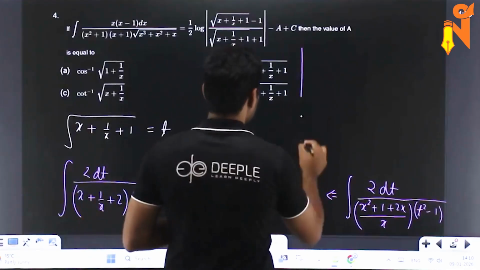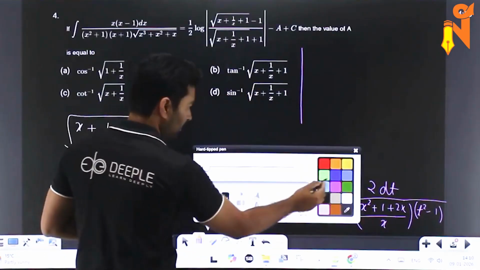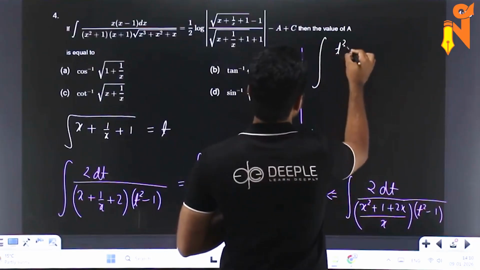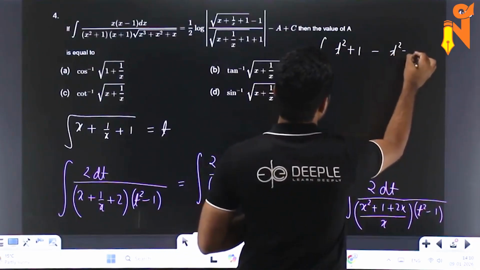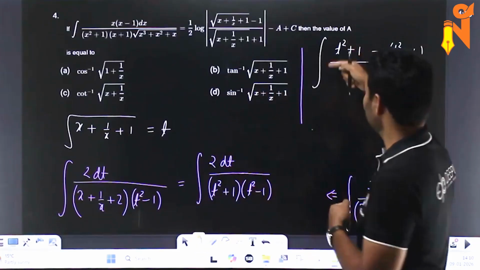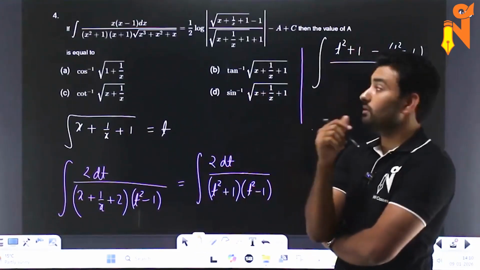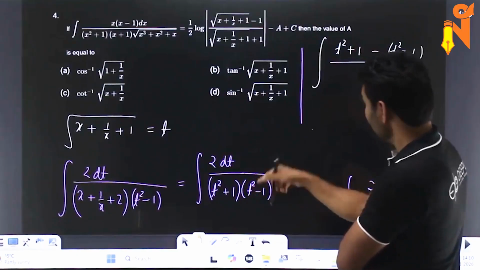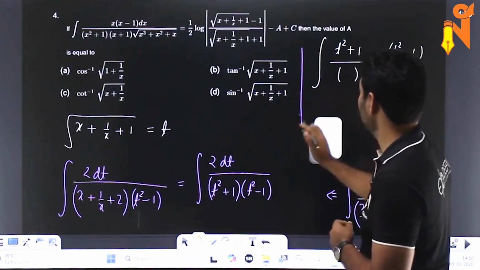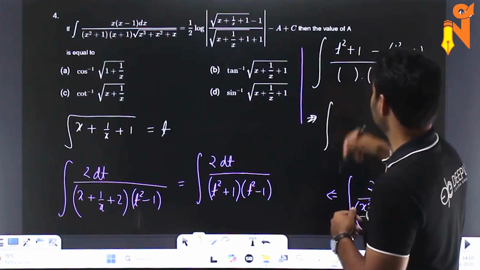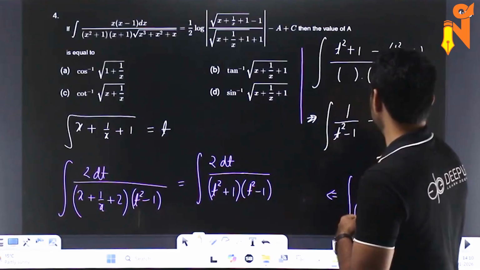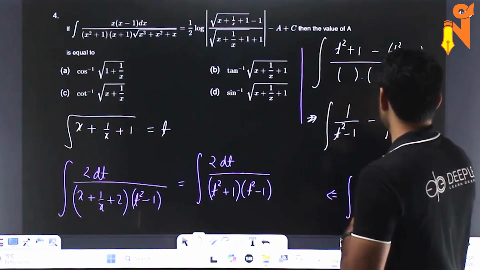So if you write this expression as integration of t square plus 1 minus t square minus 1, why? Because what will you get? t square cuts, 1 plus 1 is 2. Wow, nice. And upon this expression, this into this. So when you divide with this LCM, what you will get is integration of 1 by t square minus 1 minus integration of 1 by t square plus 1.